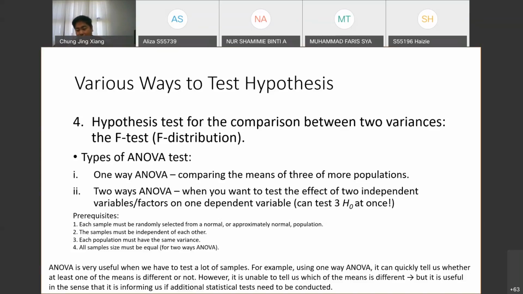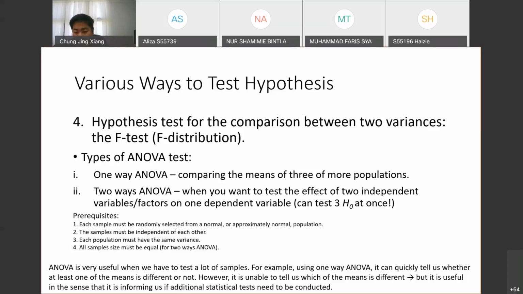Okay, so using, let's say, one-way ANOVA as an example, it can quickly tell us whether at least one of the means is different or not. So let's say you test 3 chocolate types, made from different types of bean. Will anyone prefer a certain type or not? So you test the mean. By using ANOVA, you can quickly test these three things, and you can tell they actually have a difference. So this is what we want from ANOVA.